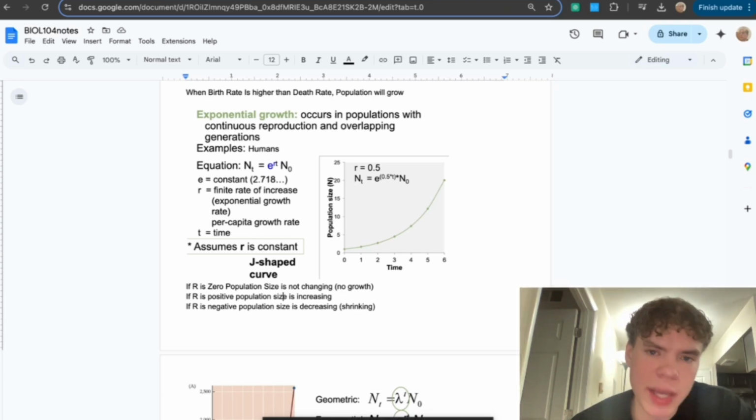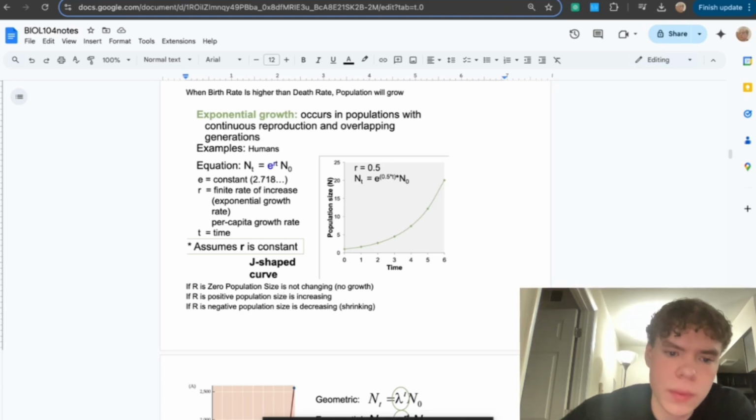Nothing's really changing. So if you were asked, does an R of 0 indicate a negative growth rate? You would say no. It's just nothing. So it's not positive or negative.